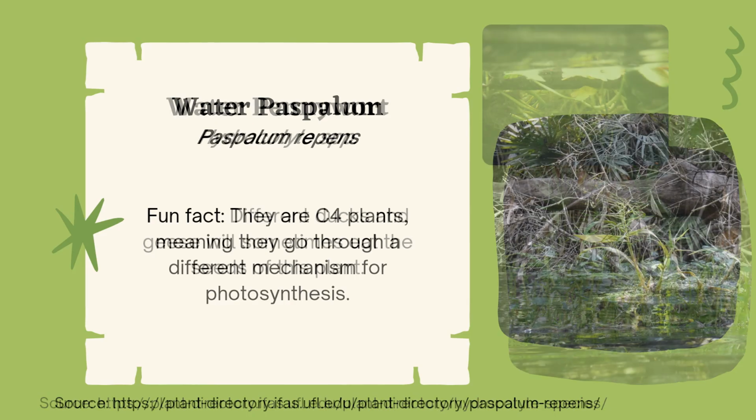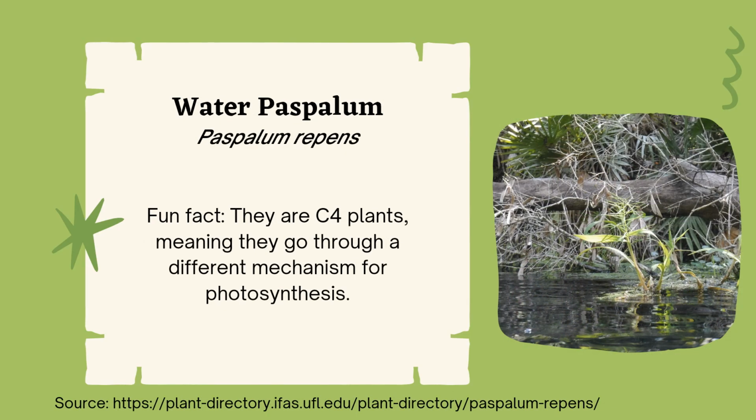plant. And here is water pospilum, or Pospilum repens. So these have long lance-shaped leaves with narrow branches that come out of the main axis with spikelets on the undersides. They are C4 plants, which if you ever took ecology with Dr. Clouden, you would know that means they have a different mechanism for photosynthesis than the typical plant.